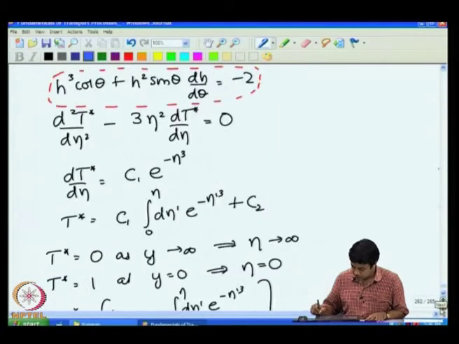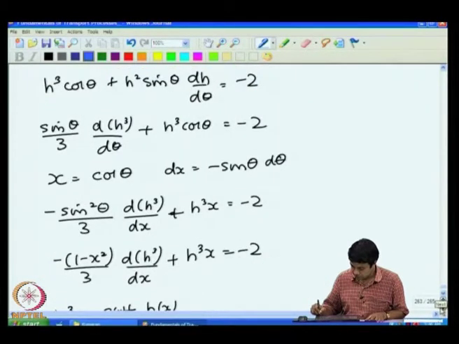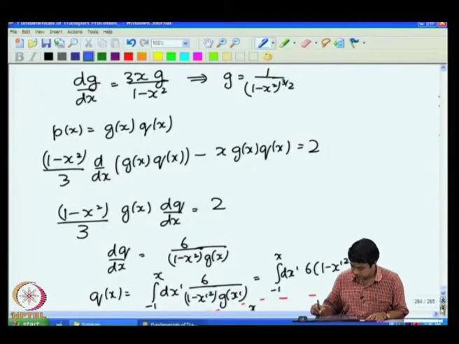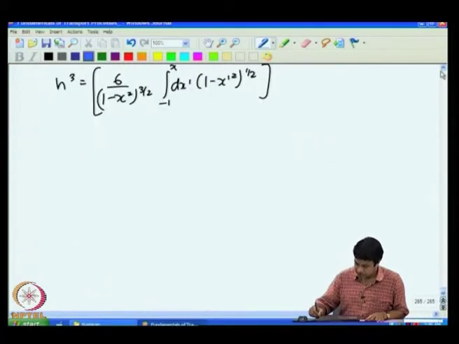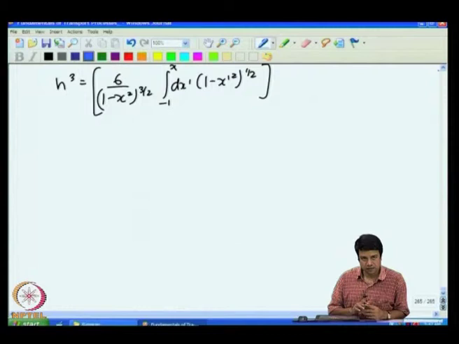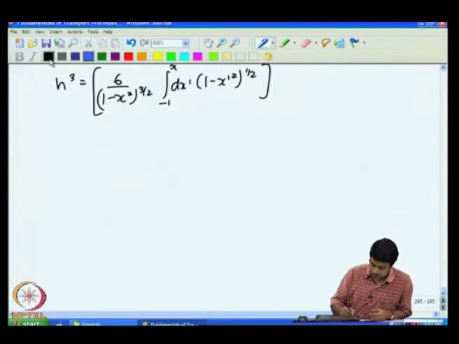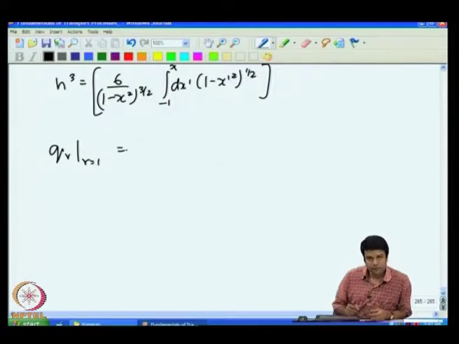So, we can proceed now that we have a solution for both the function h, which satisfies the similarity variable, as well as for the temperature field. I can go ahead and calculate the heat flux. The heat flux at the surface of the sphere is given by q_r at r is equal to 1. This is equal to k times like this.